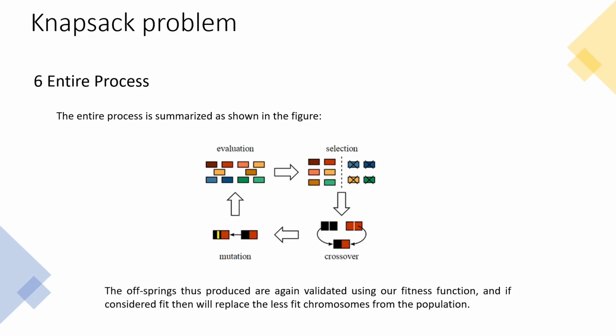And summing up the entire process, we basically create a population and then we make an evaluation with our fitness function. We select the fittest ones and then we create crossovers, offspring from crossovers, and then for those offspring we apply mutations so that our next generation becomes stronger or they become more different from the previous generation.